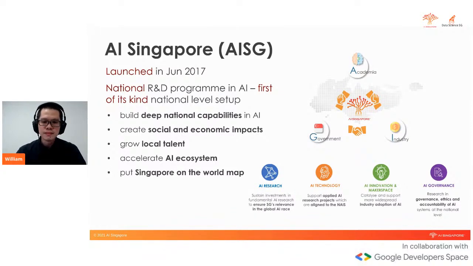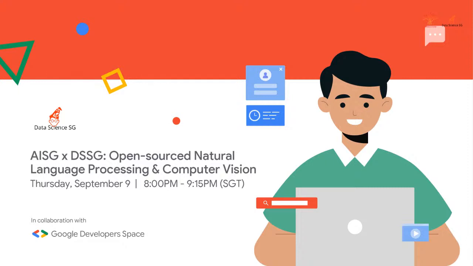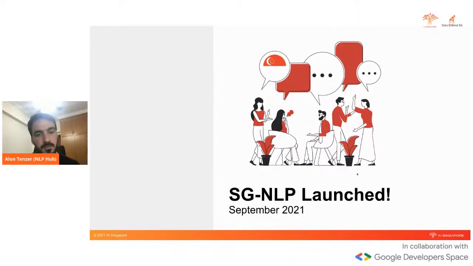With that, I would like now to hand over the presentation to my colleague Alon, who will walk you through the detail of SGNLP. Over to you, Alon. Thank you, William, for the introduction. My name is Alon, and I'm part of NLP Hub and the team in AI Singapore that is in charge of building such open source tools in the NLP area. So today, as mentioned, I'm gonna introduce to you the new platform from NLP Hub, which is SGNLP. We launched it at the beginning of the month.